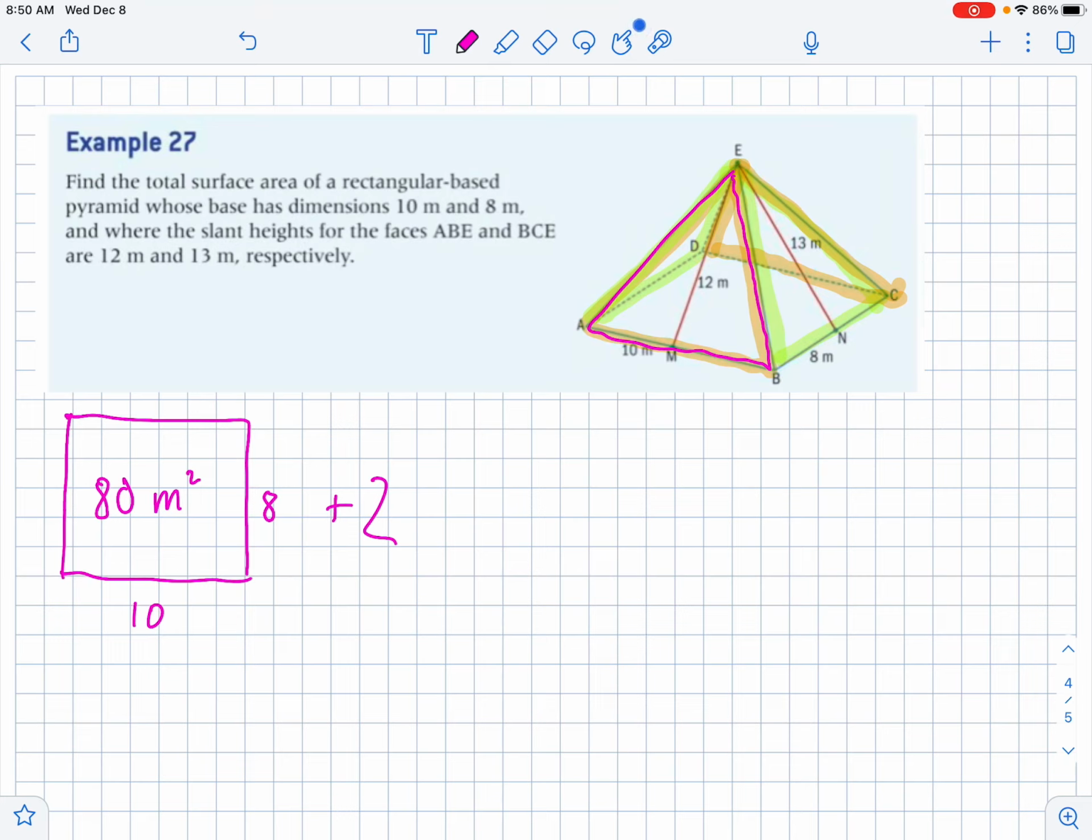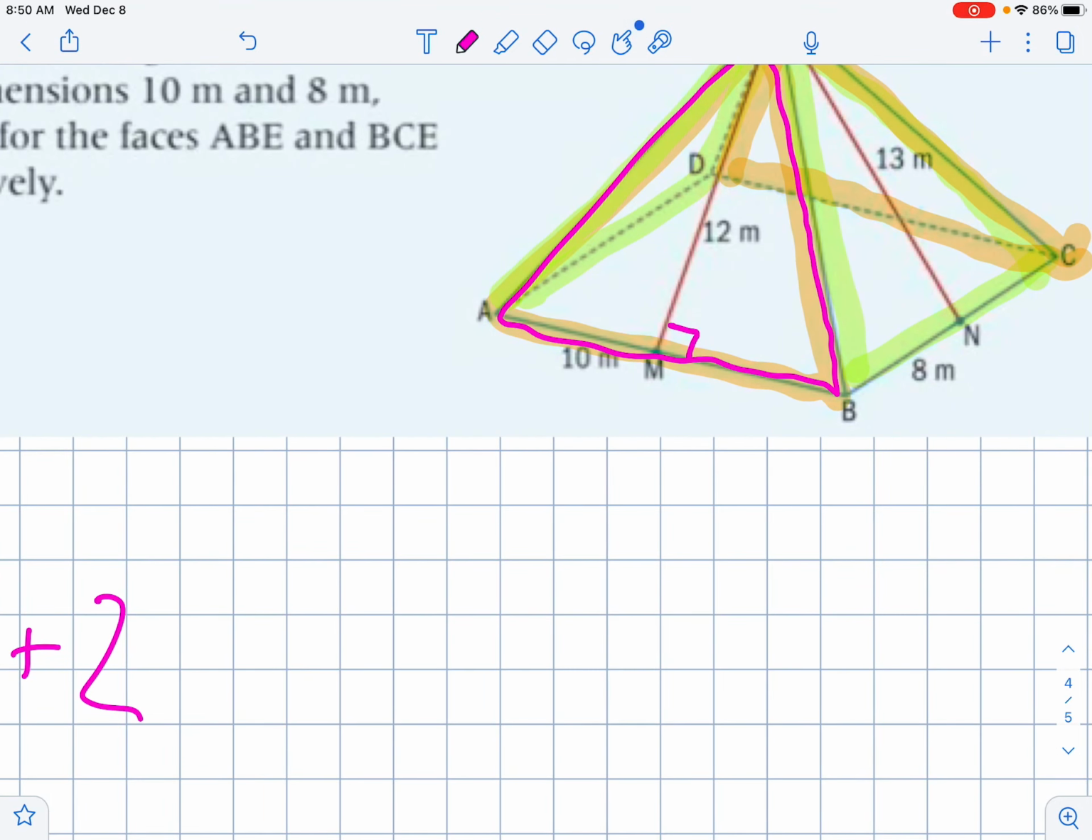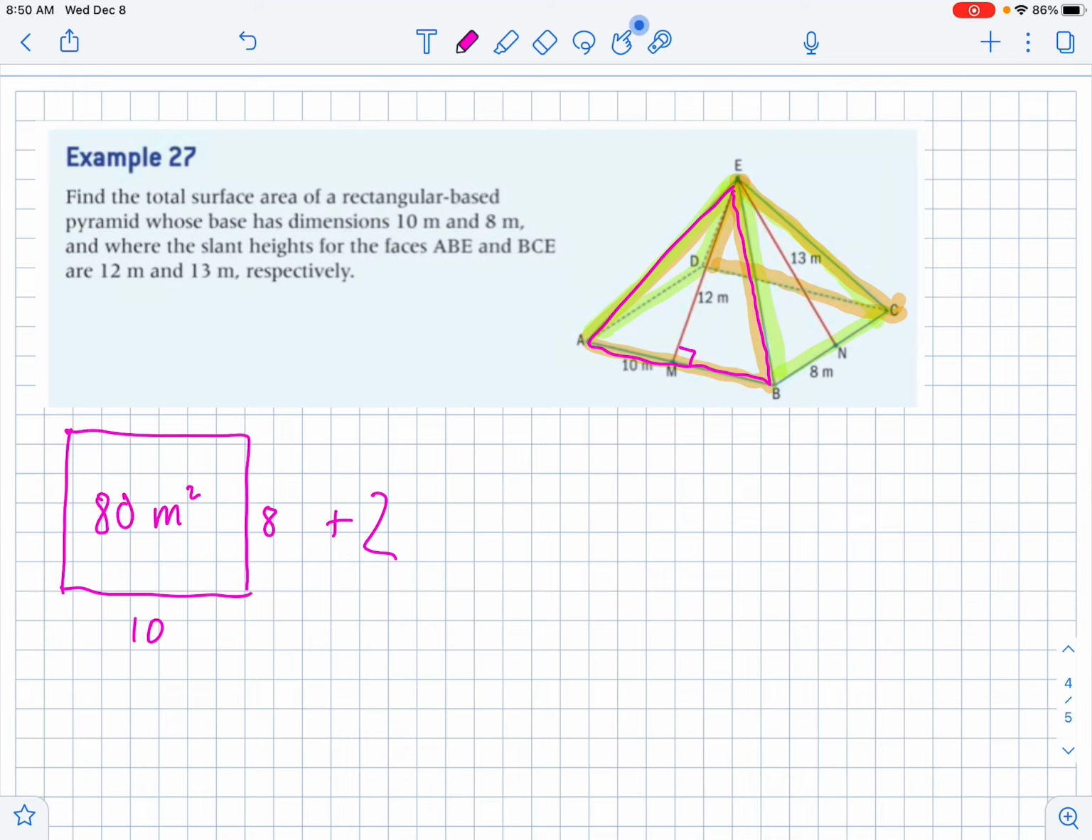And this triangle, we can just do 1/2 base times height because the slant height hits at a 90 degrees. There's 2 of these that have 12 and 10. And then we're going to add 2 more triangles that have a base of 8 and a slant height of 13.